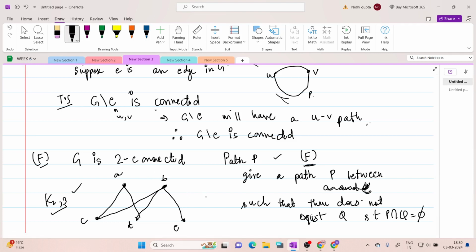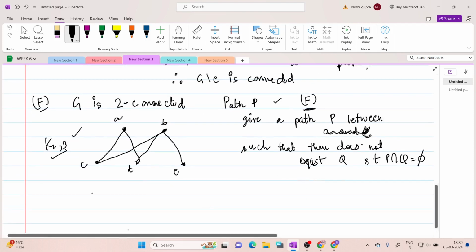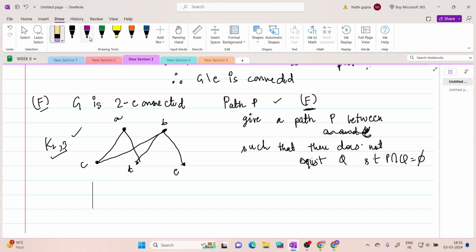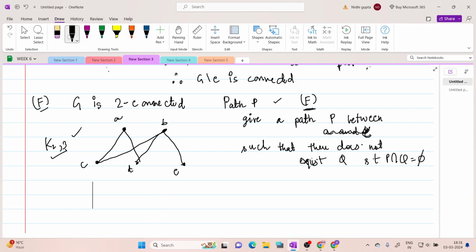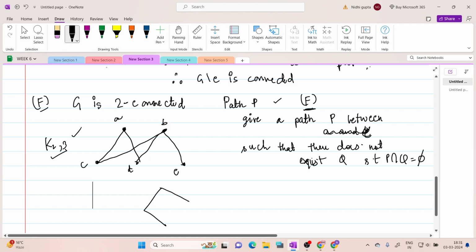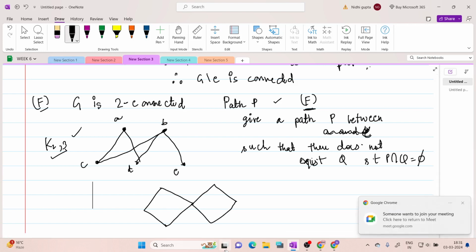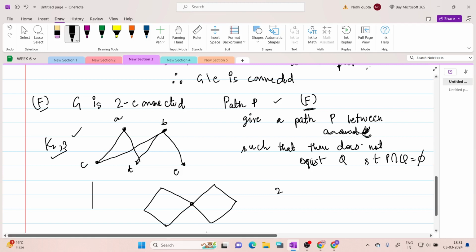Ma'am, we can draw two sets, and then we make a path so that if we remove one, you can make two circles, and then connect like one vertex and one like that. Okay, so you are saying draw two circles. But is this two connected? This is not two connected, right?